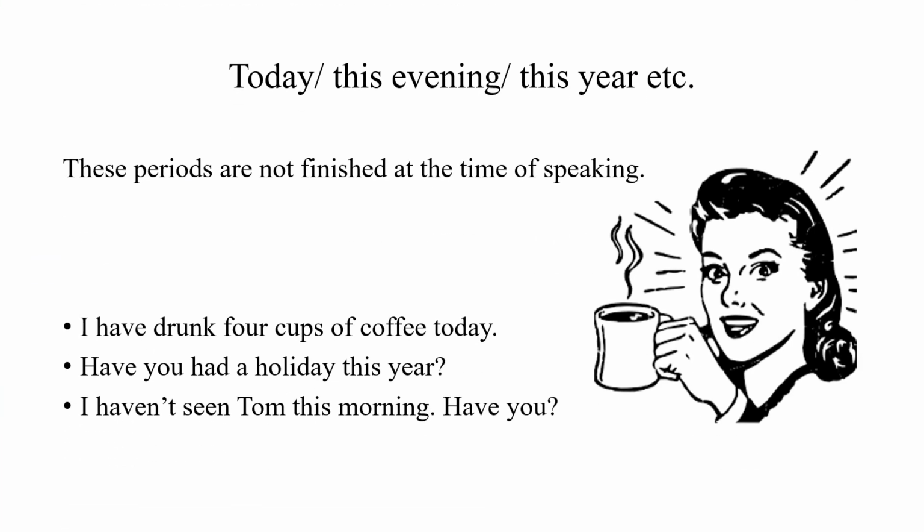We also use a present perfect tense with today, this evening, this year, etc. when these periods are not finished at the time of speaking. For example, "I've drunk 4 cups of coffee today." Similarly, "Have you had a holiday this year?" or "I haven't seen Tom this morning. Have you?" In all these sentences, we have used the present perfect tense with words like today, this evening, and this year because the period is not finished still.